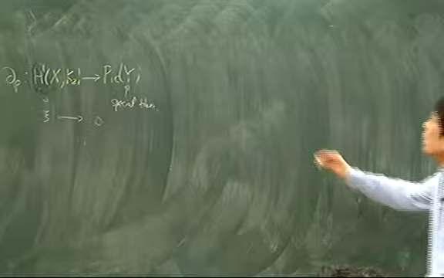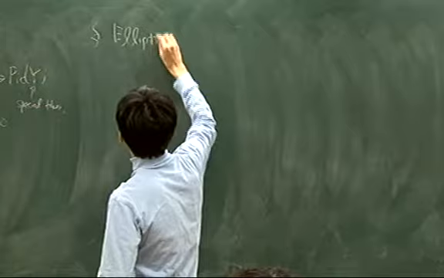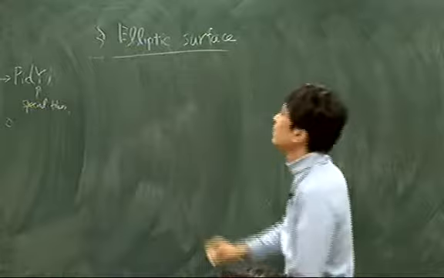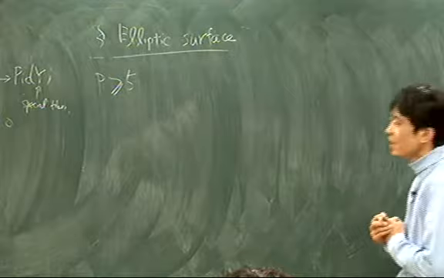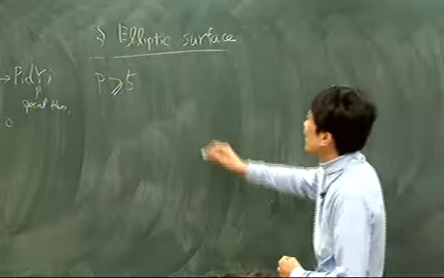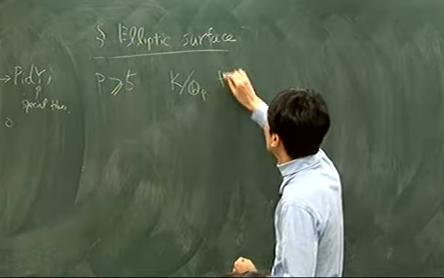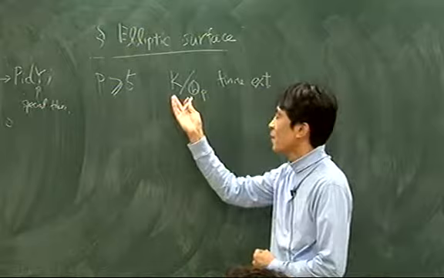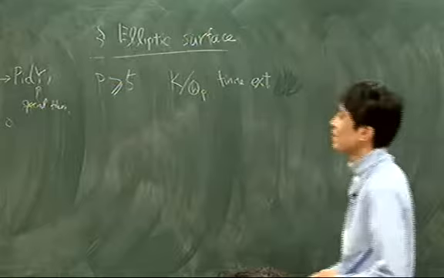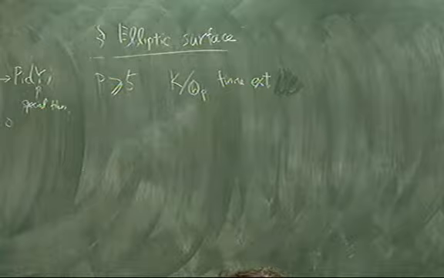So now I'd like to go to the elliptic surface. Hereafter, p is a prime number greater than or equal to 5. I don't like the prime numbers 2 and 3. And K is a finite extension of Q_p. Later I further assume that this is unramified, but for a moment, K is an arbitrary finite extension.